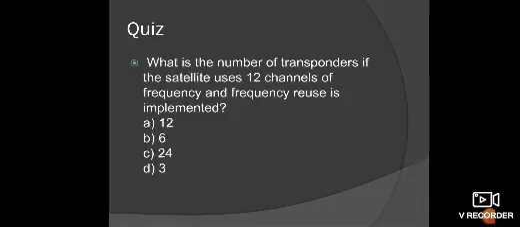And the next question is, what is the number of transponders if the satellite uses 12 channels of frequency and frequency reuse is implemented? Then how many transponders are used? That means if the satellite is using 12 channels of frequency and frequency reuse is going to be implemented, how many transponders are going to be required? That is the question. The first option is 12, the second option is 6, the third option is 24, and the fourth option is 3. So what is the answer? Please note this question.